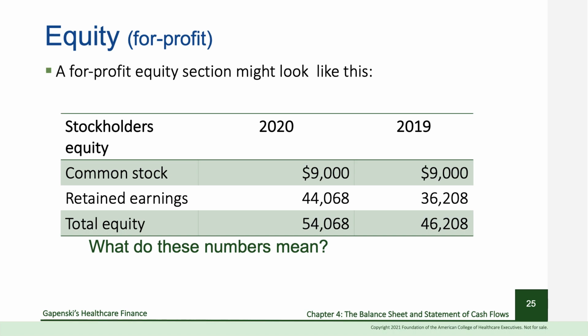The title stockholders' equity represents that stockholders own the business, and they have common stock and retained earnings. $9,000 was collected by selling common stock to shareholders, and retained earnings represent the accumulation of earnings over time that are reinvested in the business. Retained earnings are not readily available to buy new equipment or to pay dividends or for any other purpose. Okay, that's what these numbers mean. When you add those two, you get the total equity.